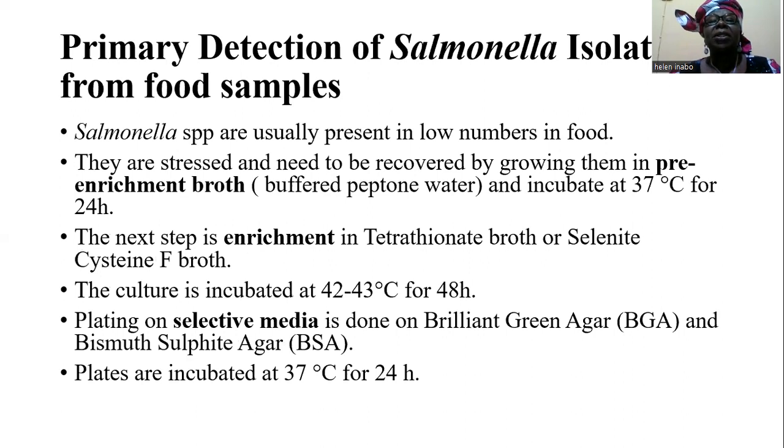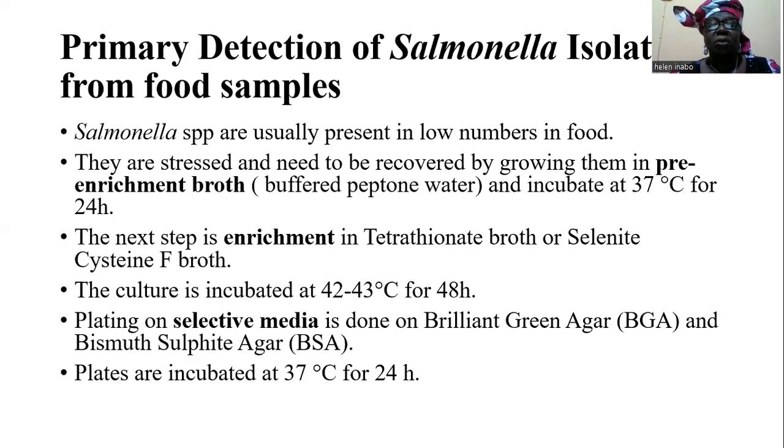The primary detection of Salmonella isolates from food samples involves growing them in pre-enrichment broth, such as buffered peptone water, and then they're incubated. The tubes are incubated at 37 degrees Celsius for 24 hours. This is followed swiftly by the next step, which is enrichment in tetrathionate broth or selenite F broth.